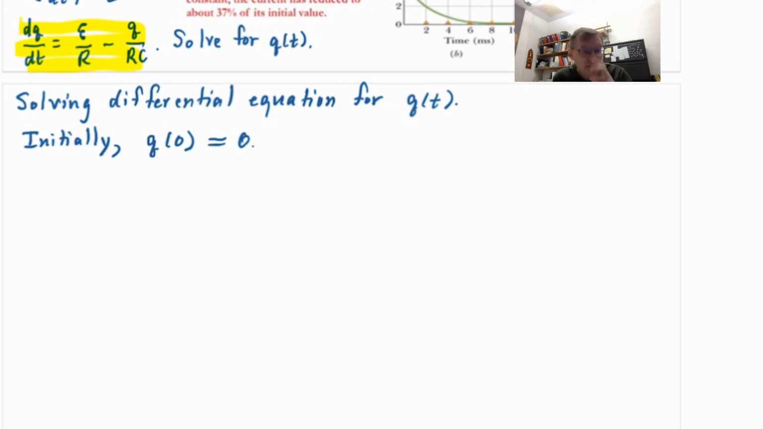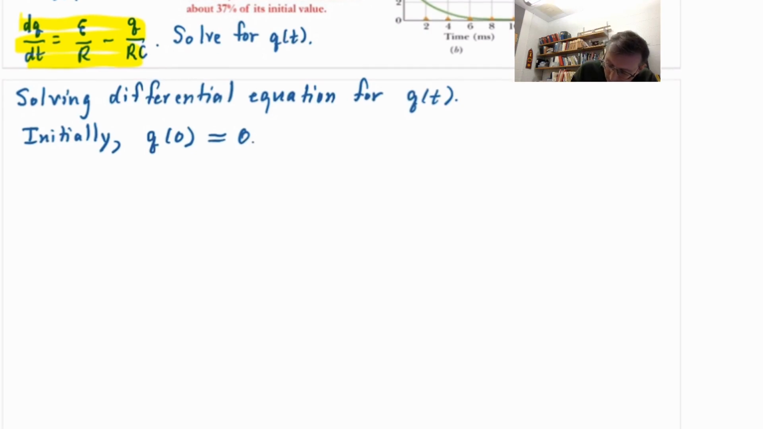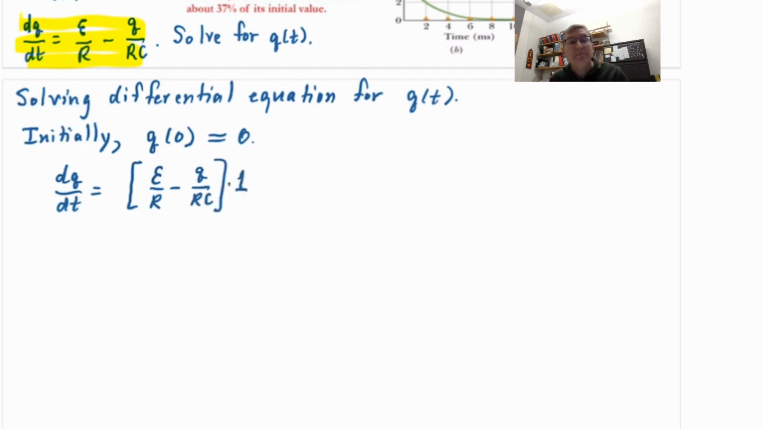All right, so you see the differential equation up there. It's highlighted. It's called a first order ordinary differential equation, because it's got a first derivative in it. How do we solve it? The technique I'm going to use is called separation of variables. And the way it works is, let me think of that differential equation written in this form. dQ/dt equals, bracket, EMF over R minus Q over RC, times 1. That whole quantity in the brackets times 1.